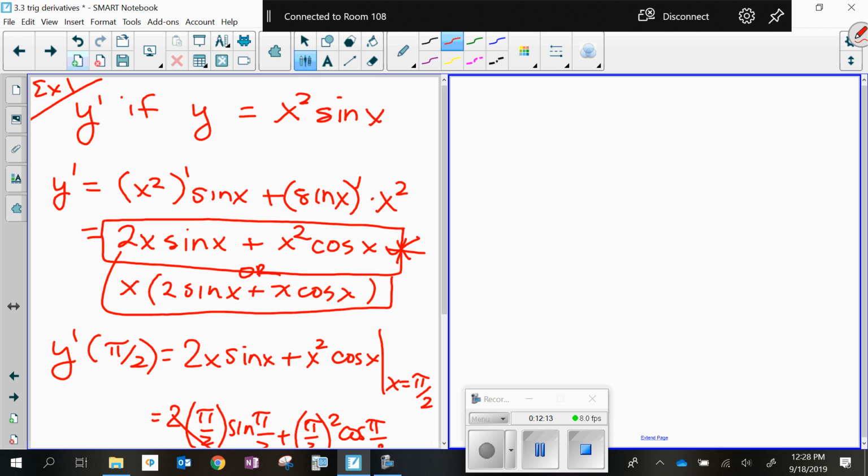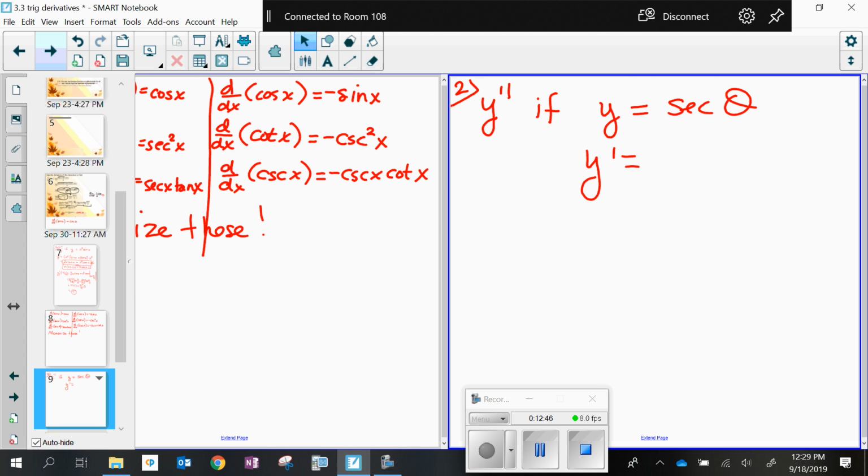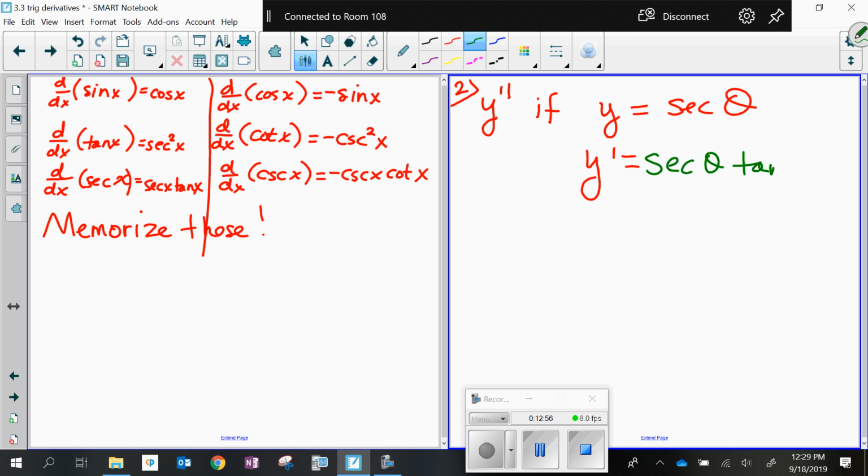Okay, so next example is y double prime if y is secant theta. Now remember, theta is just your variable. Okay, so you can't just jump right into double prime. We're going to start with prime. So y prime, consult your thing there. All right, there it is. The derivative of secant is secant theta tangent theta. Okay, that's the memorized one.